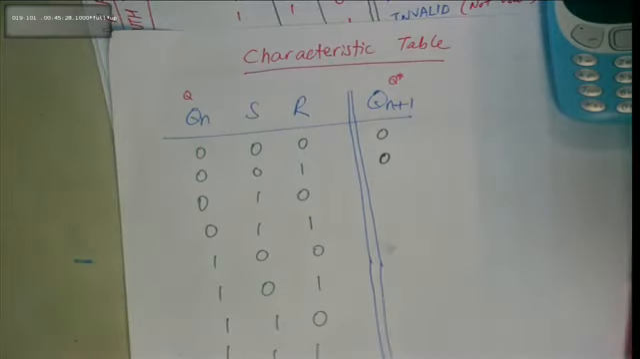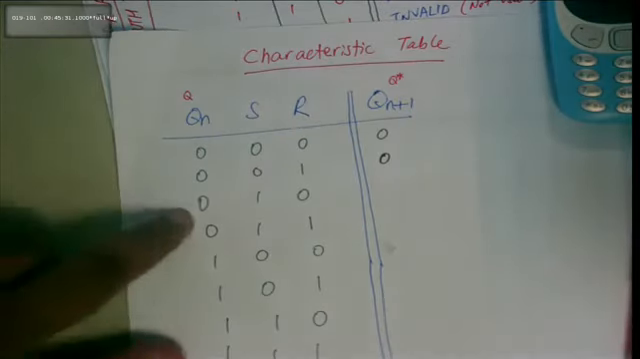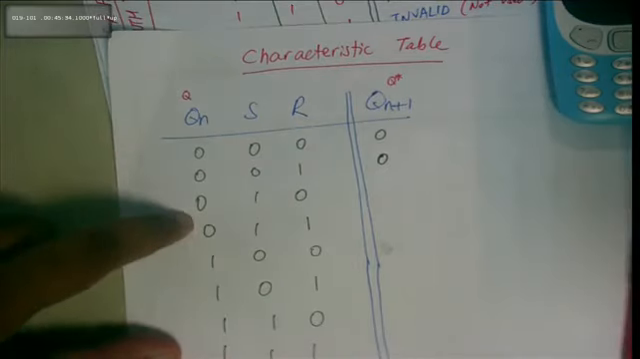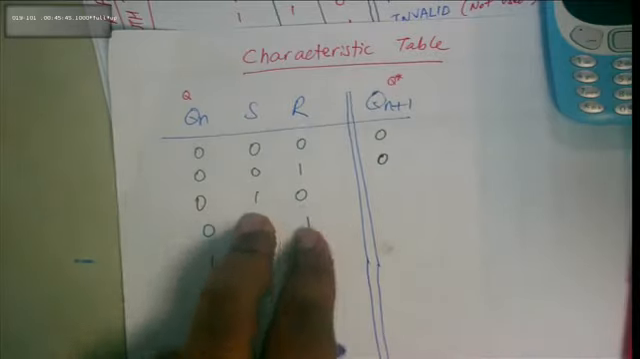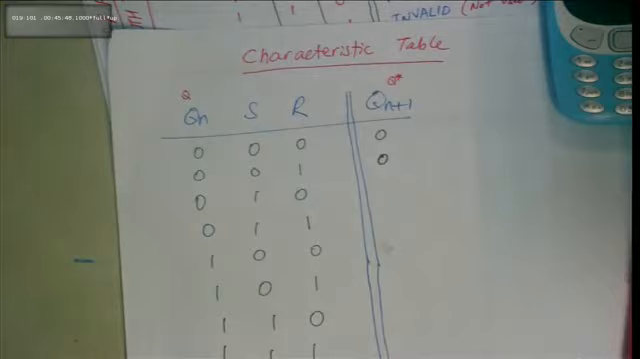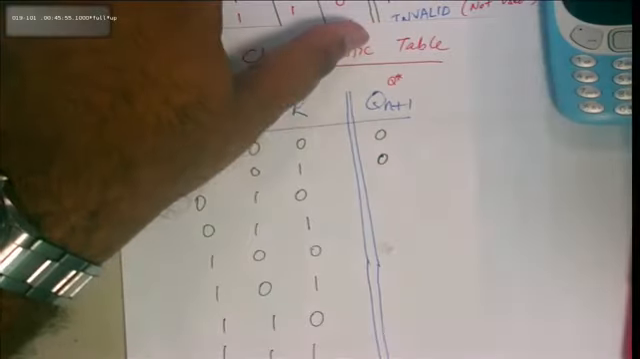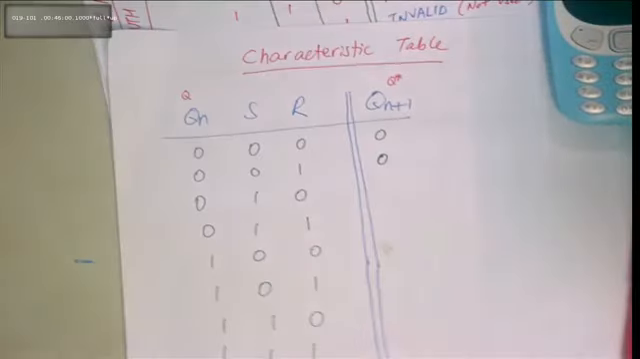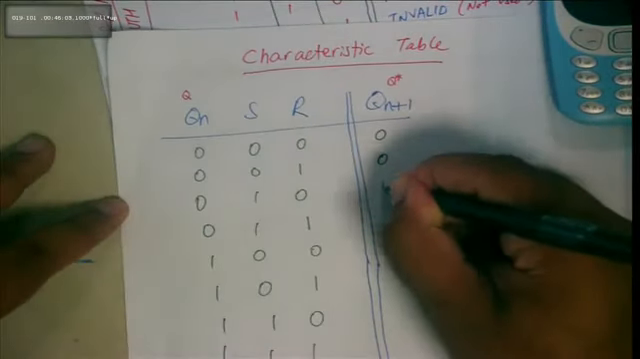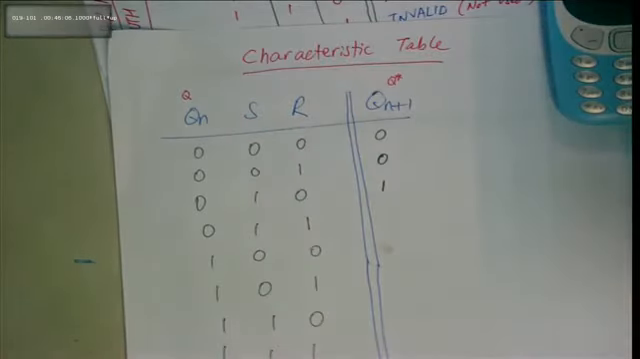Let's now look at the next line, 1, 0. Let's first look at these two. S is 1, R is 0. Therefore, what will happen? What are we going to get for Qn? Sorry, S is 1, R is 0. We get a 1. Qn does not play a role there because there's no memory involved. Memory is only involved in the case of 0, 0.